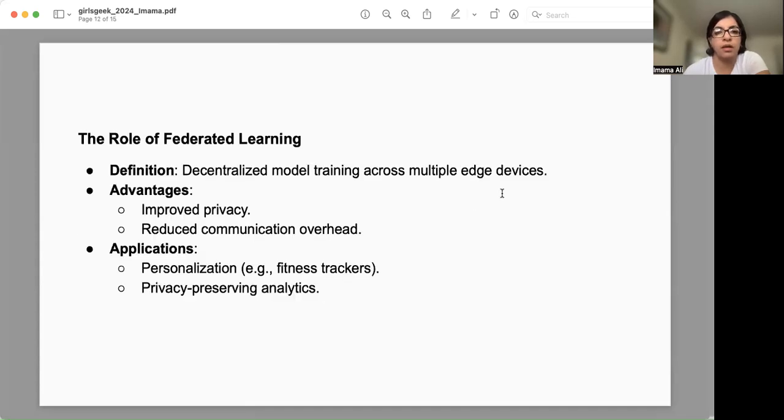And as I mentioned before, people are also using federated learning, which is learning on device. It basically updates the model weights on device and uses it towards the next inferences. And it helps to improve the privacy and also reduce the communication overhead. And the applications are basically fitness trackers, or there are some privacy preserving analytics that require federated learning.